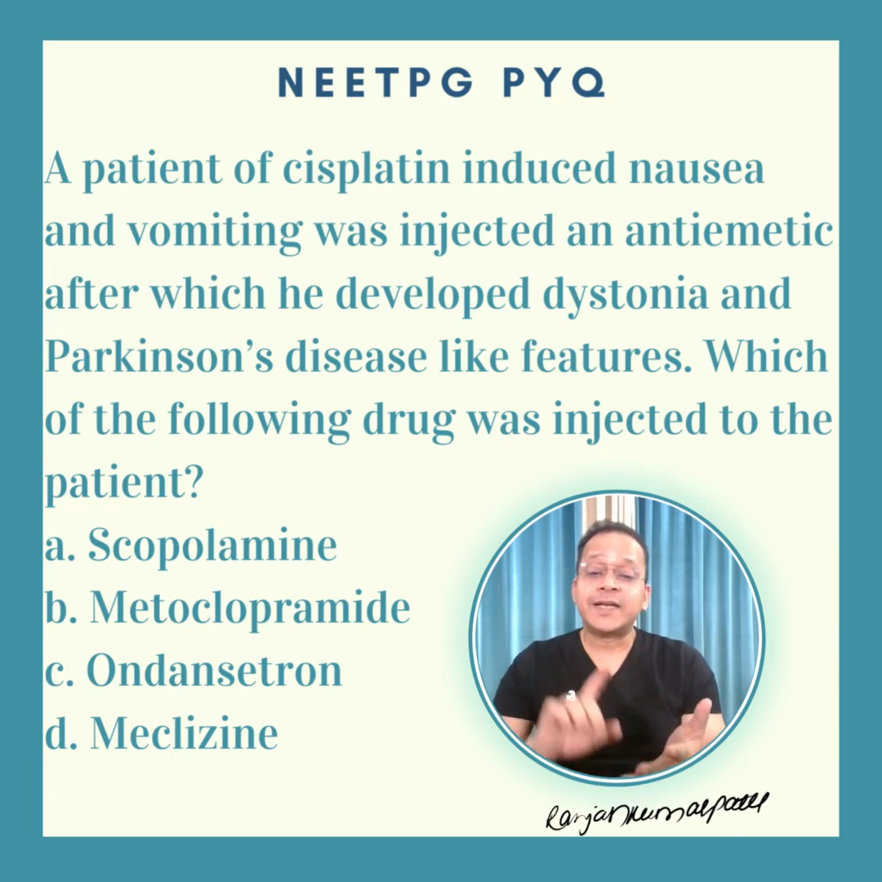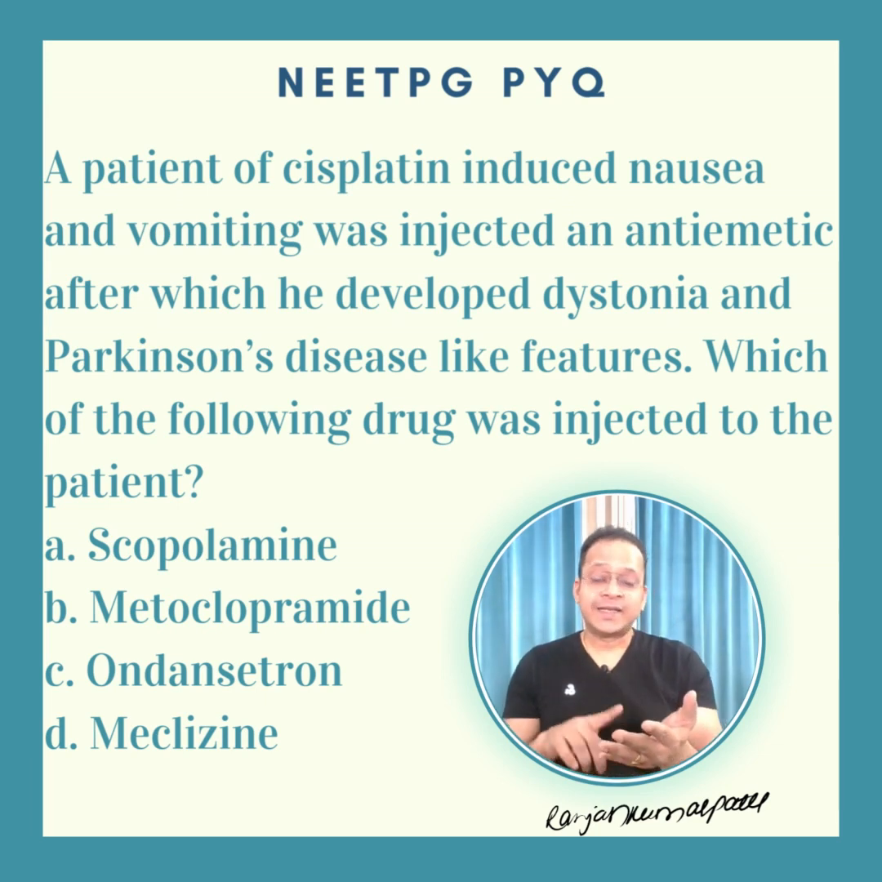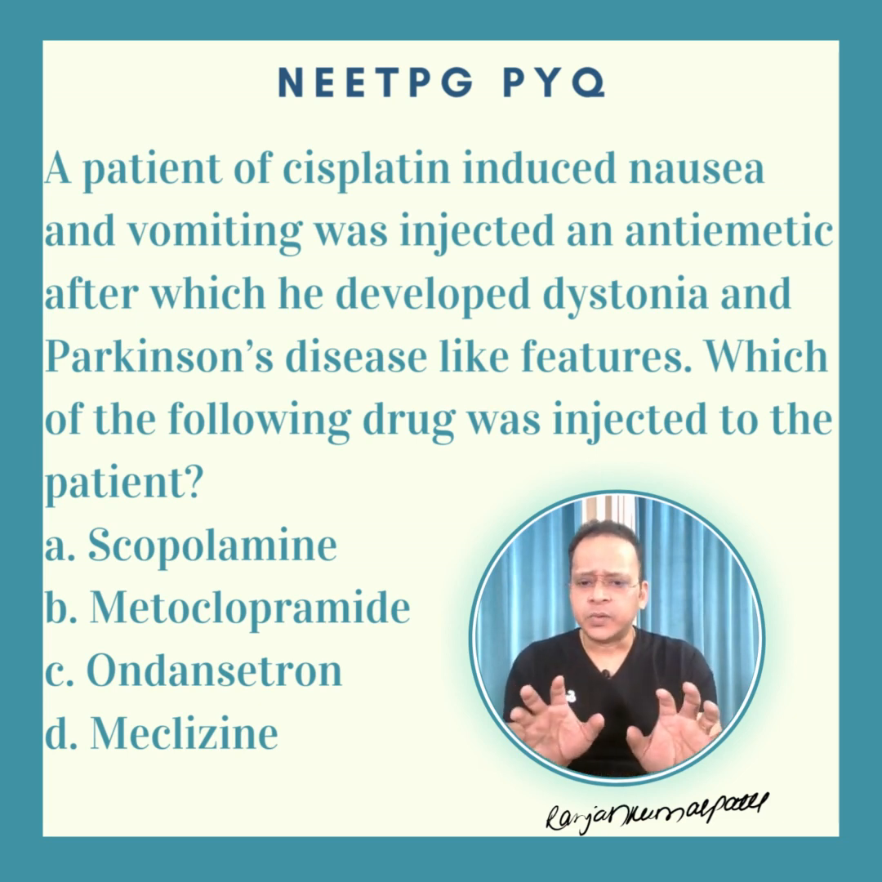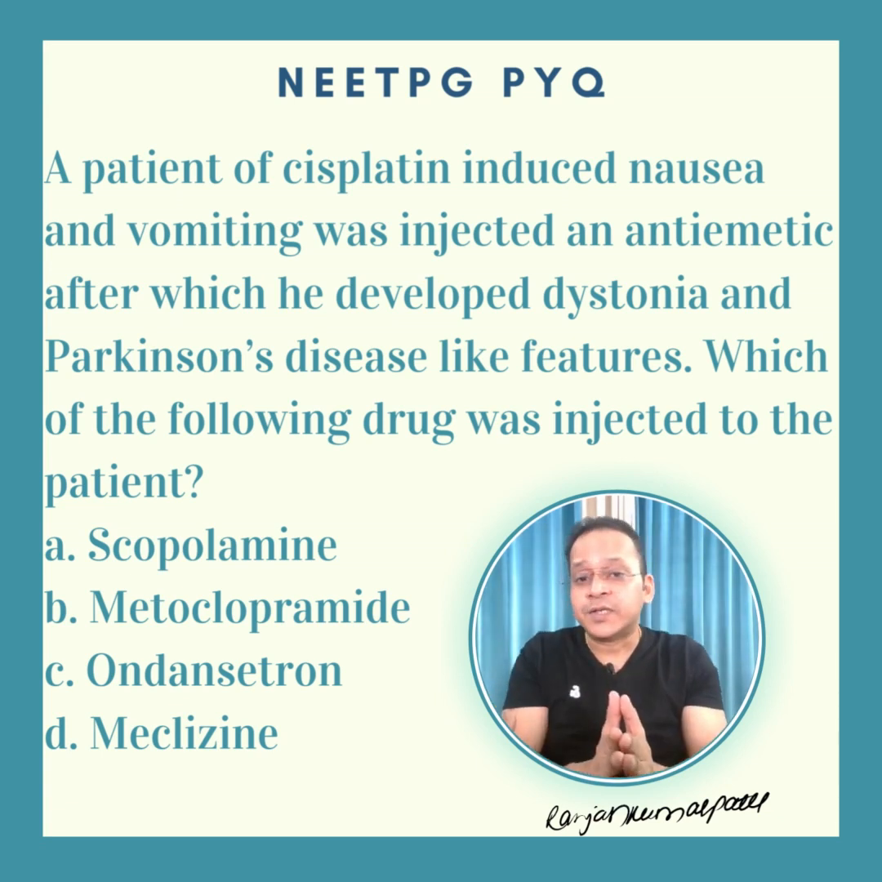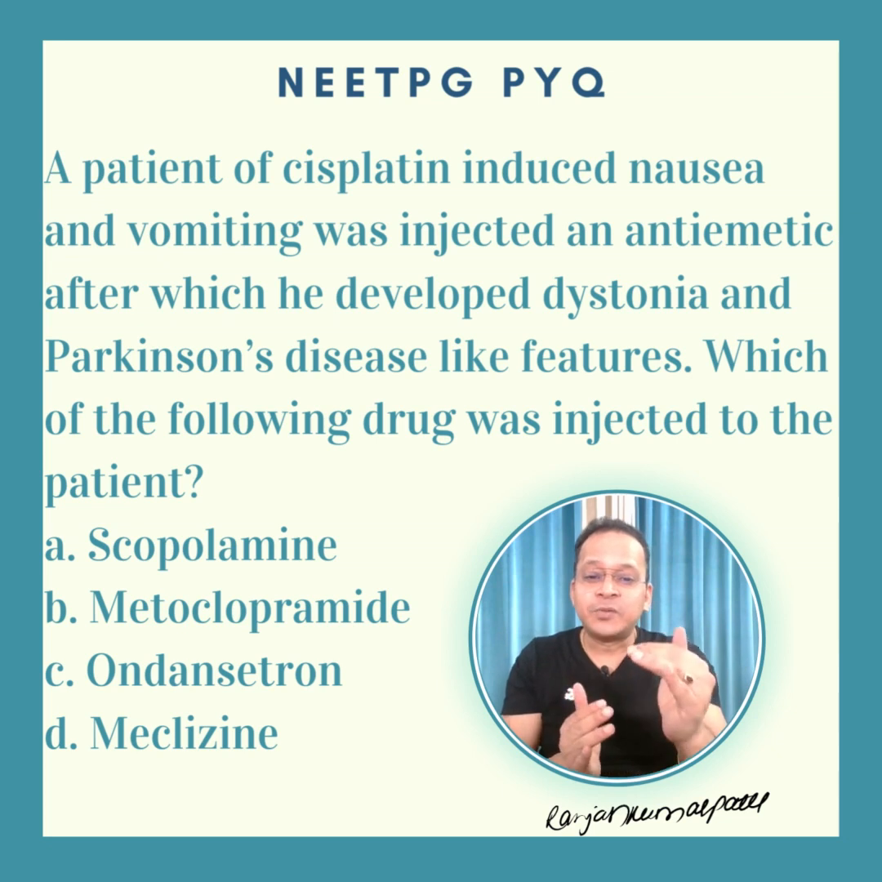What are the other PYQs that have been asked with respect to metoclopramide? Let us see. Which of the following is an antiemetic or prokinetic which acts by blocking D2 receptors? Your answer is metoclopramide, a fairly simple one. Second, this MCQ was asked in a different way. A medical student was admitted to the hospital with severe nausea and vomiting. He was given an antiemetic and he developed abnormal posturing. Which drug was he given? Again, your answer was metoclopramide. That abnormal posturing is acute dystonia.